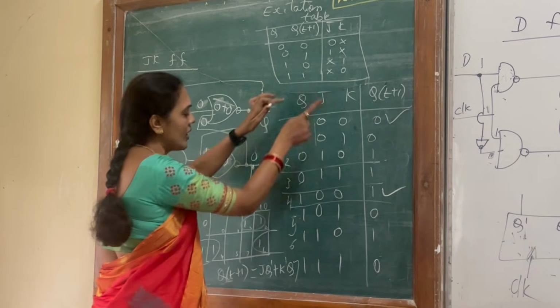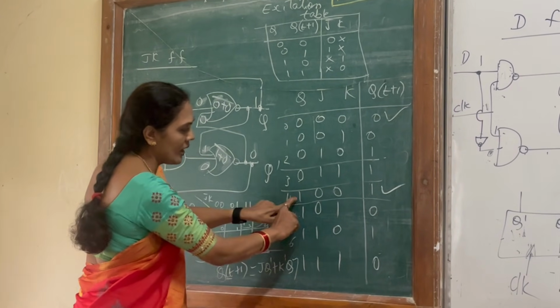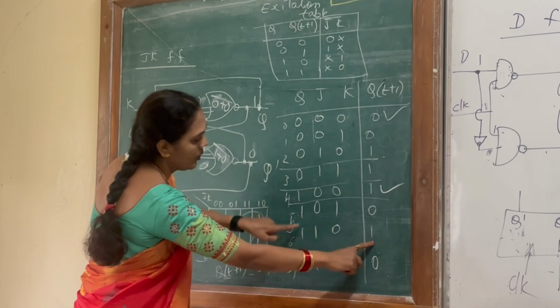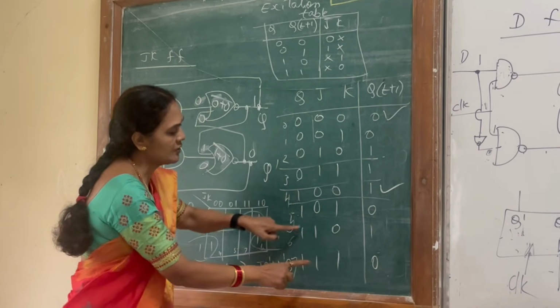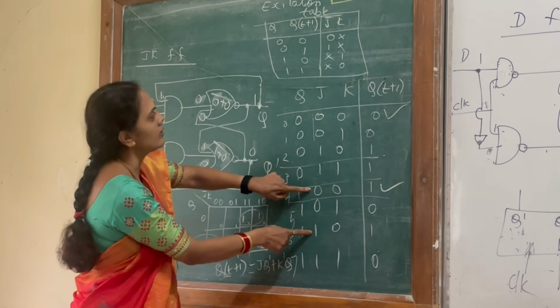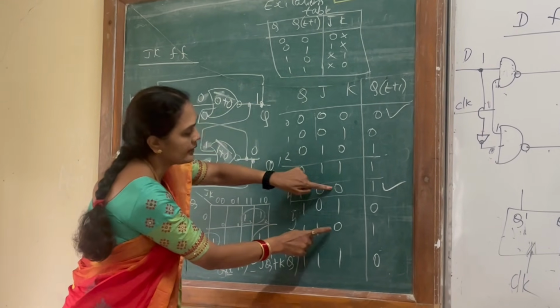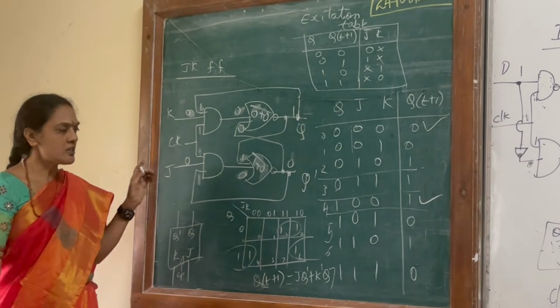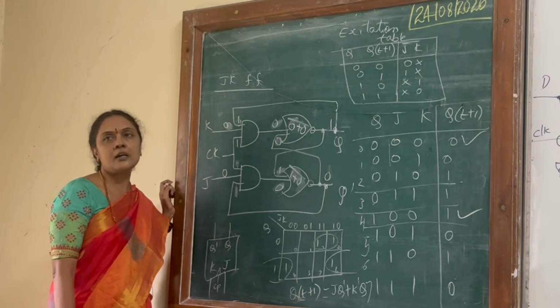The last one is 1, 1. Now if you see here, present state 1 and next state 1. If you check these two rows, J is 0, 1, so J will be don't care. K is 0, 0, so K is 0. Hence we have constructed and studied a JK flip-flop.